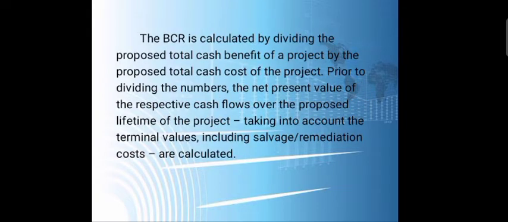The BCR is calculated by dividing the proposed total cash benefit of a project by the proposed total cash cost of the project. Prior to dividing the numbers, the net present value of the respective cash flows over the proposed lifetime of the project, taking into account the terminal values, including salvage or remediation costs, are calculated.